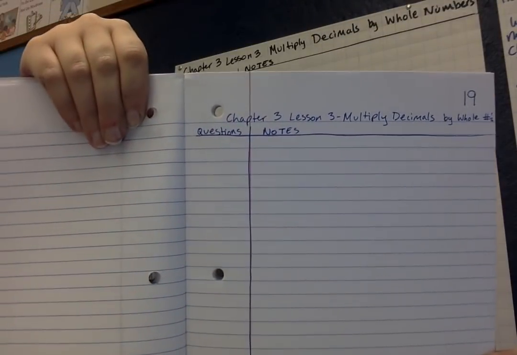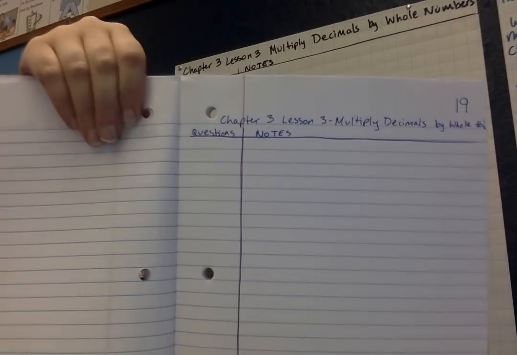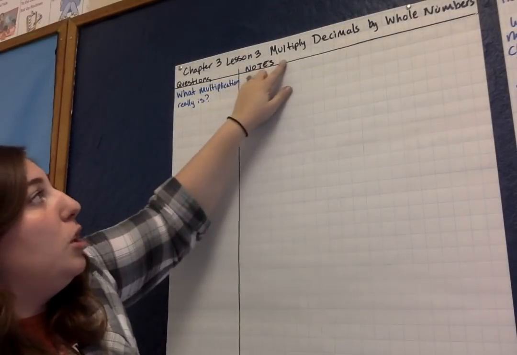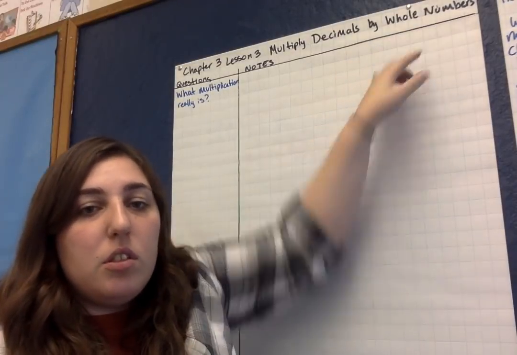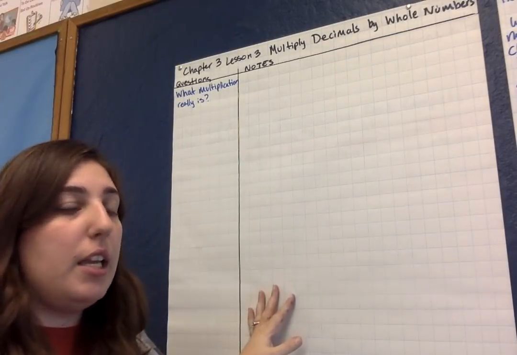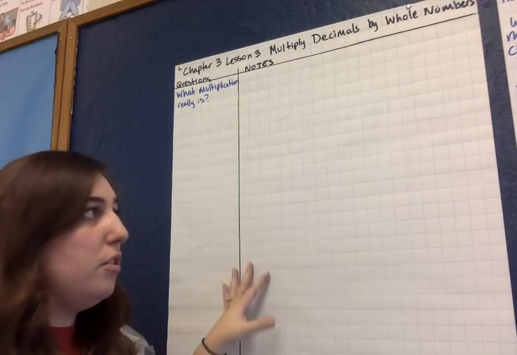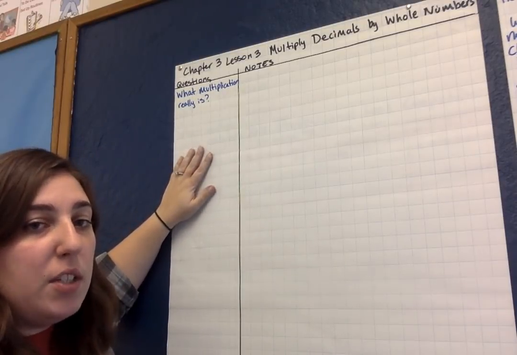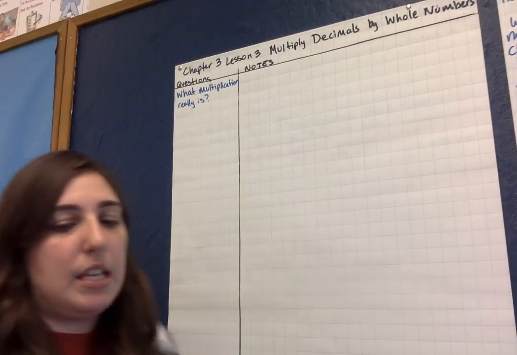Okay, and then if you turn the page, this is what your page should be looking like. So you have chapter 3, lesson 3, multiply decimals by whole numbers. So you will have it on here, I have it on here. Make sure that your notes look exactly like mine. And again, we have our focus notes, so questions on this side and notes on this side.